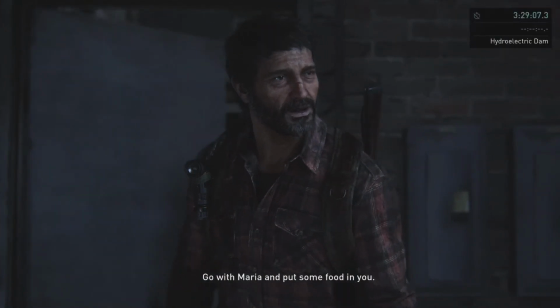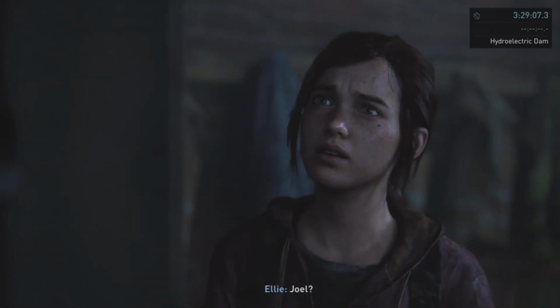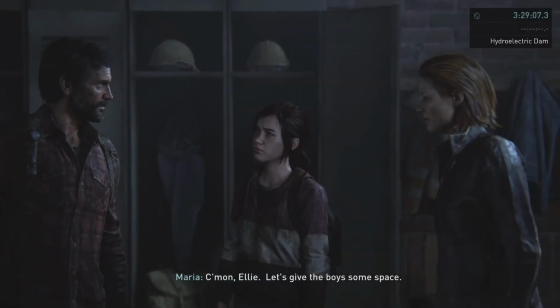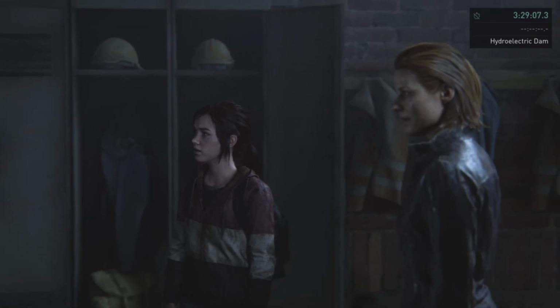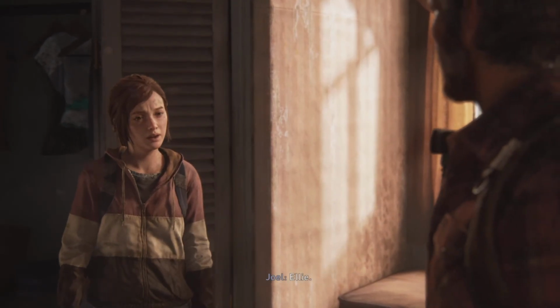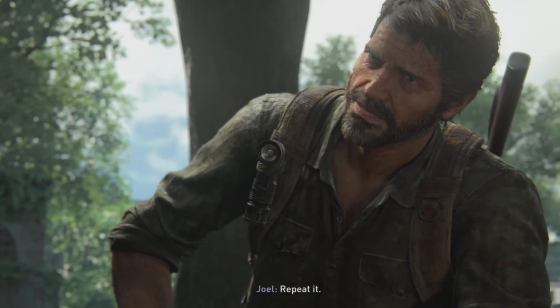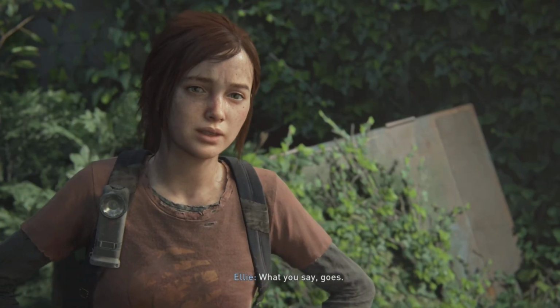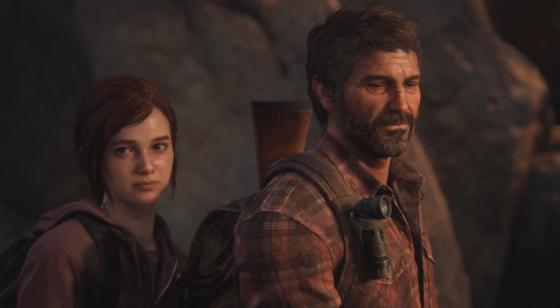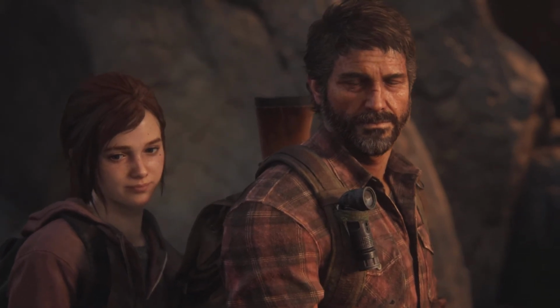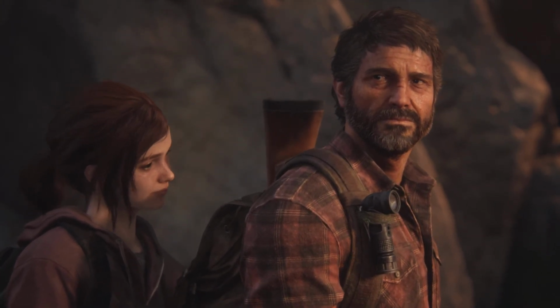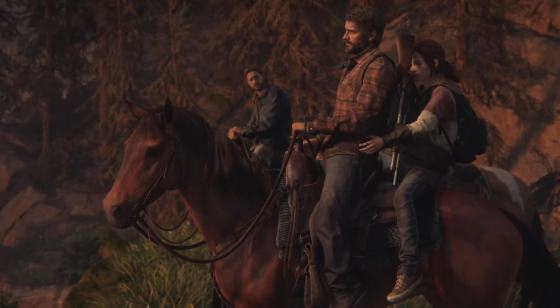It actually wasn't until the two had first arrived at Jackson when Ellie learned about Joel's past, as Maria had told her everything. Joel keeping so much from Ellie made their interactions more interesting, as the two of them went from polar opposites who could barely get along to having such a close father-daughter relationship that may not have been the same if Joel was more open towards her in the beginning of the game.